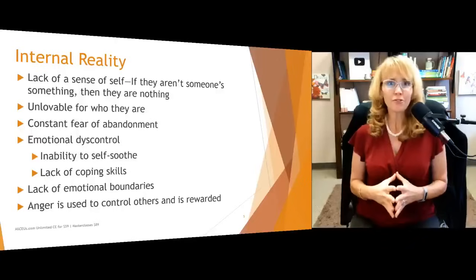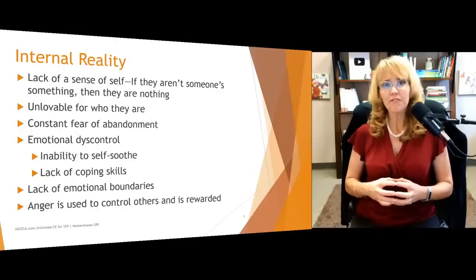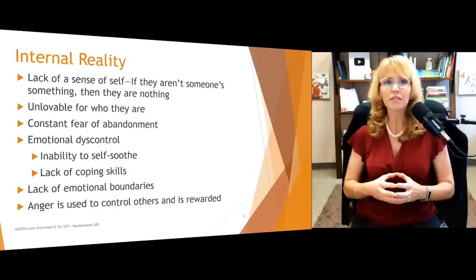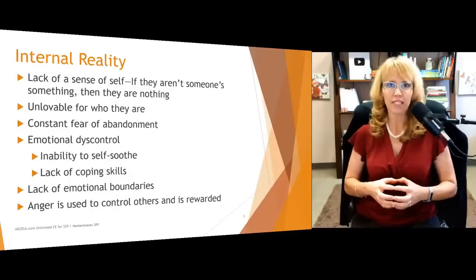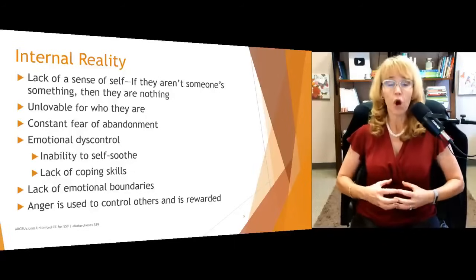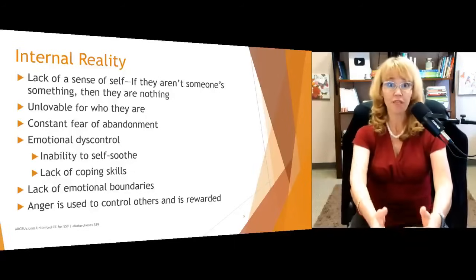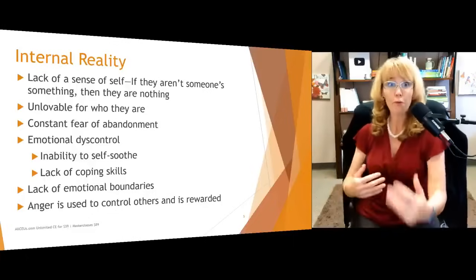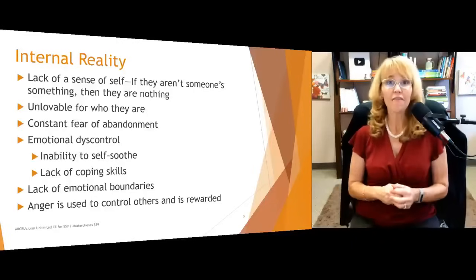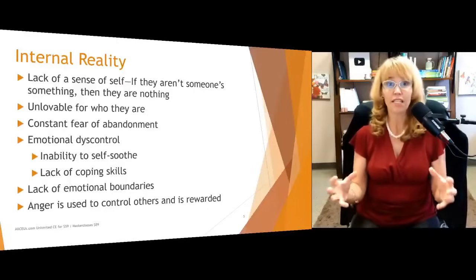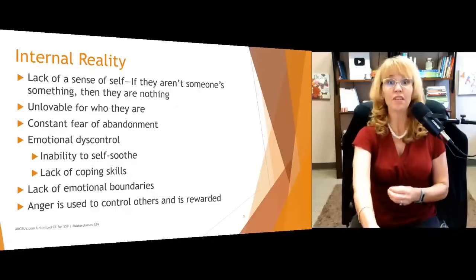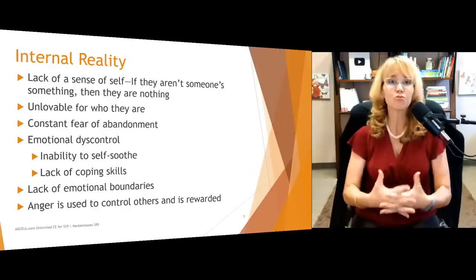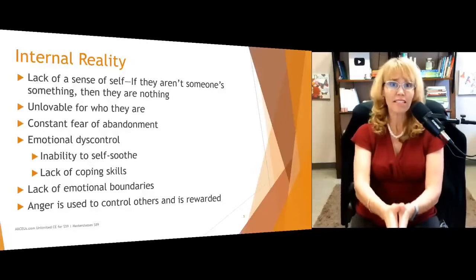They lacked emotional boundaries. Growing up in a dysfunctional household, most times, the child learns that it's not safe to have your own feelings. You need to feel whatever the dysfunctional others are feeling. If the dysfunctional other is angry, okay, you need to respond appropriately. It's not okay for you to have your own feelings and your own thoughts at this point in time. If the dysfunctional other is angry, then it's your job to try to fix it. And anger is used to control others and is rewarded. This is what is taught in this family.